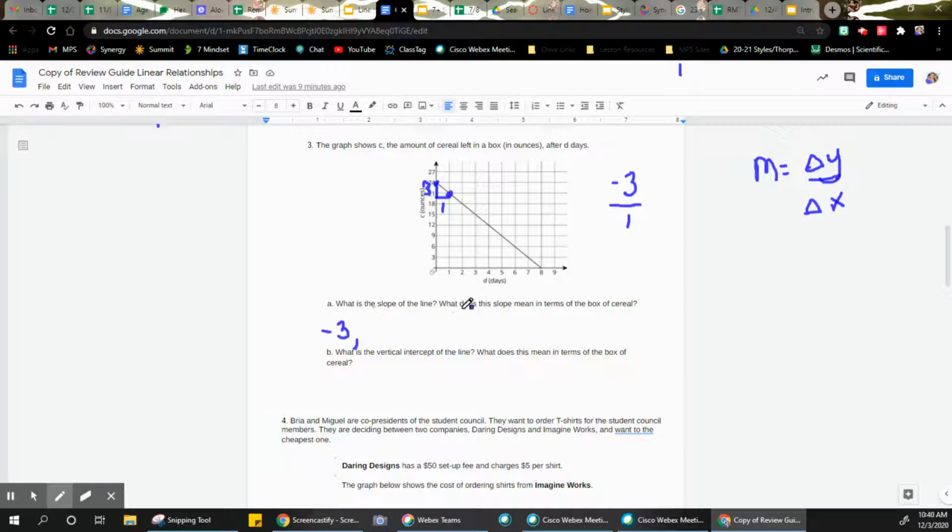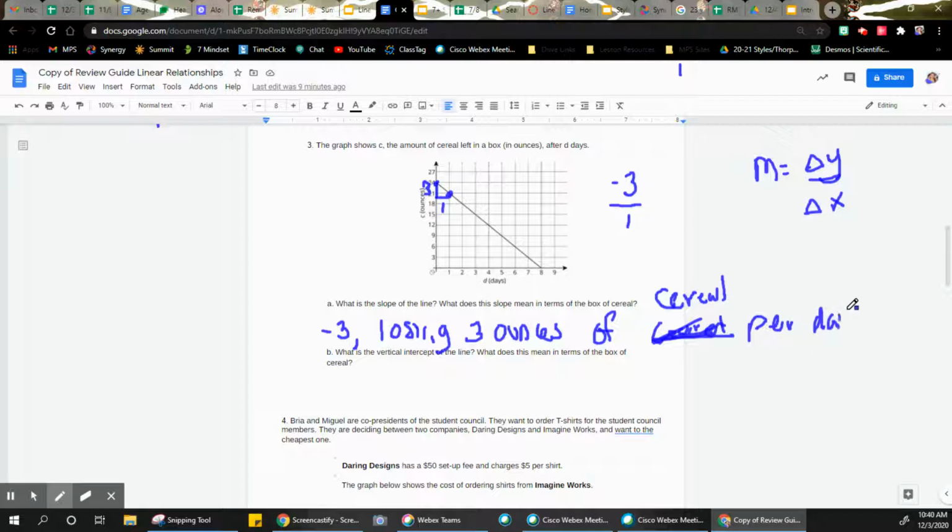So what does that mean? Well, let's see. This is the amount of cereal in a box after D days, and it's in ounces. So it means I'm losing 3 ounces of cereal per day. Now I just spelled cereal way wrong. Hold on. Cereal. There we go. Okay, so I'm losing 3 ounces of cereal per day.